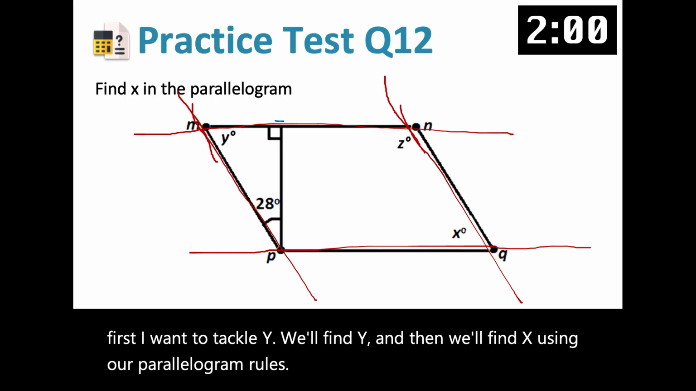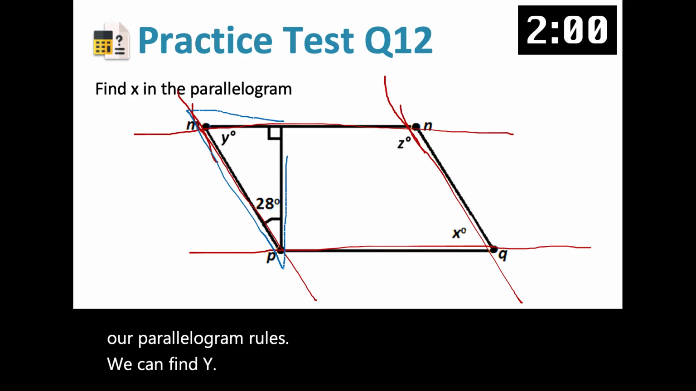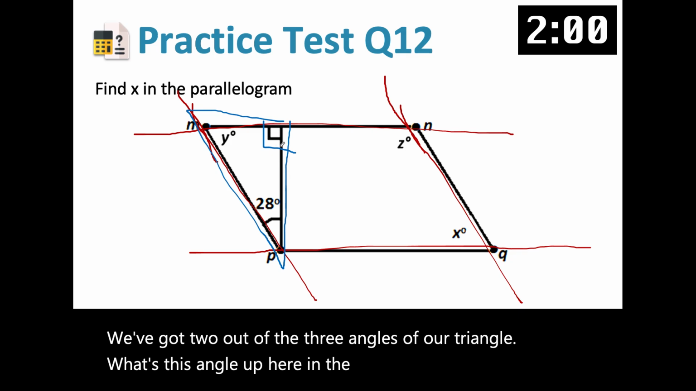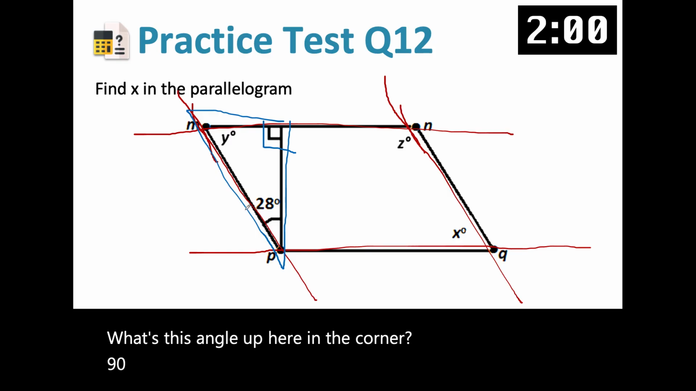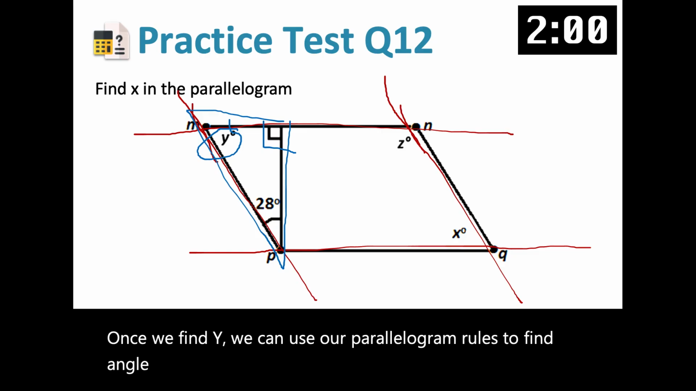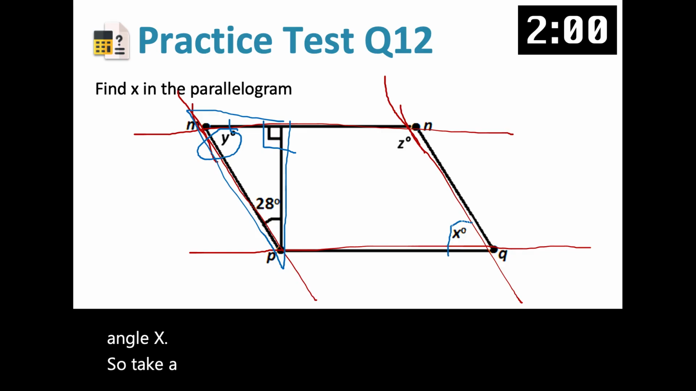We can find y using this triangle. We've got 2 out of the 3 angles of our triangle. What's this angle up here in the corner? 90 degrees. We've got 28 degrees, therefore we can find y. Once we find y, we can use our parallelogram rules to find angle x. So take a minute, tell me what y is, and then we'll see what x is.